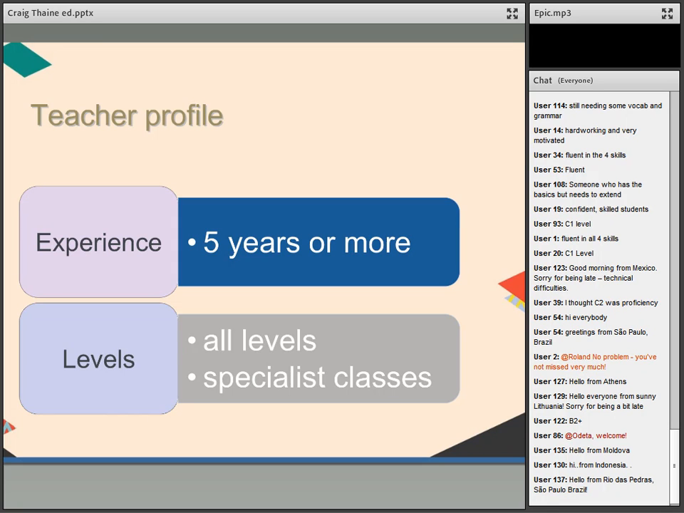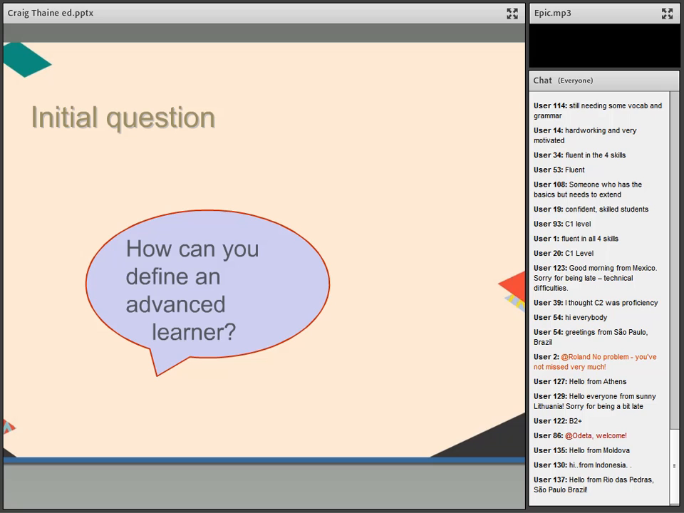The teacher profiles, the 5 who responded: these teachers all had 5 years or more experience. They had taught all levels, from absolute beginner to post-advanced, and they'd all taught specialist classes like business English, English for academic purposes or exam classes. So these 5 teachers had quite a lot of experience. They weren't beginner level teachers.